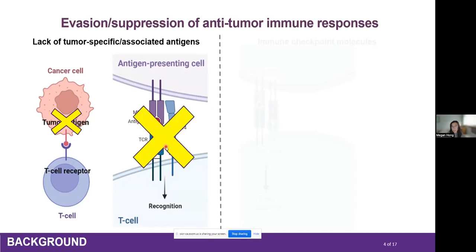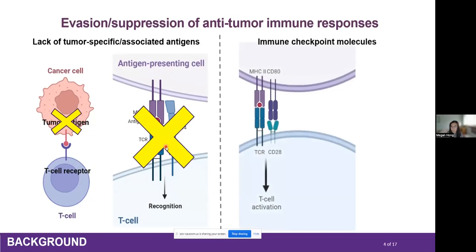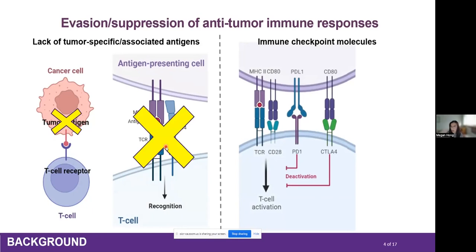Now, even if T cells become activated and are present within the tumor, chronic stimulation by antigens within the tumor can cause T cells to upregulate immune checkpoint molecules such as PD-1 and CTLA-4, where when these immune checkpoint molecules engage with their respective ligands, PD-L1 and CD80, this can inhibit T cell activation or function. So with these mechanisms of evasion or suppression of anti-tumor immune responses, you basically eliminate T cells that can recognize and eliminate cancer cells.